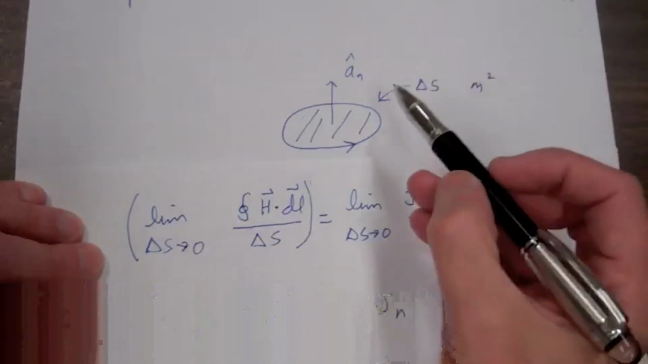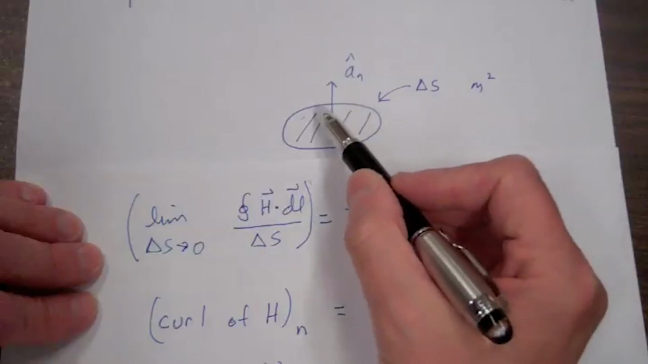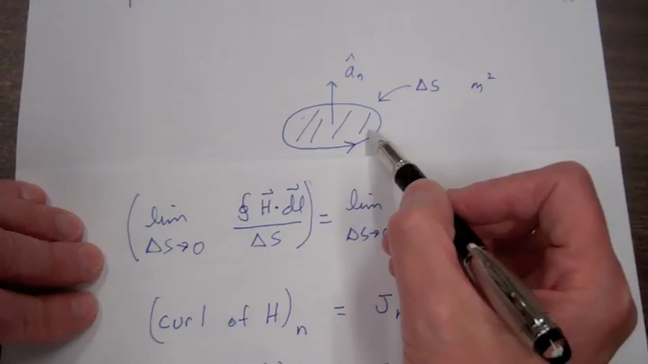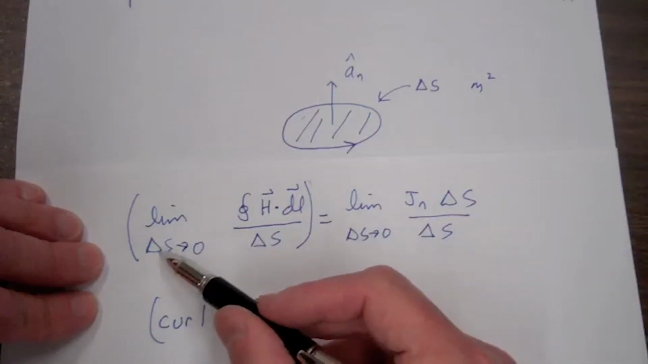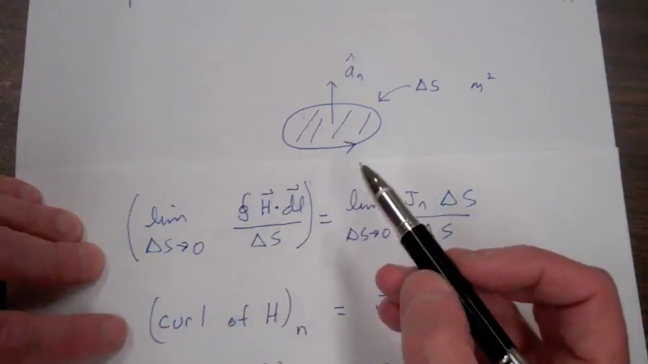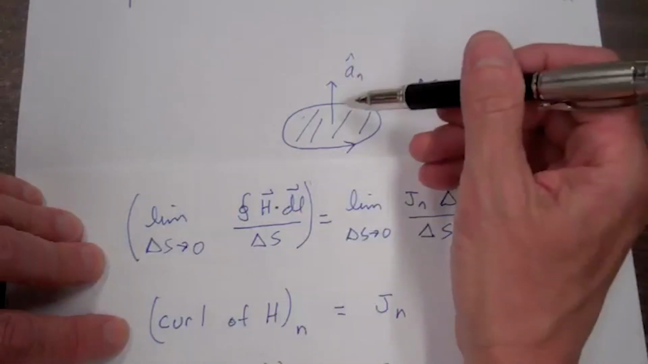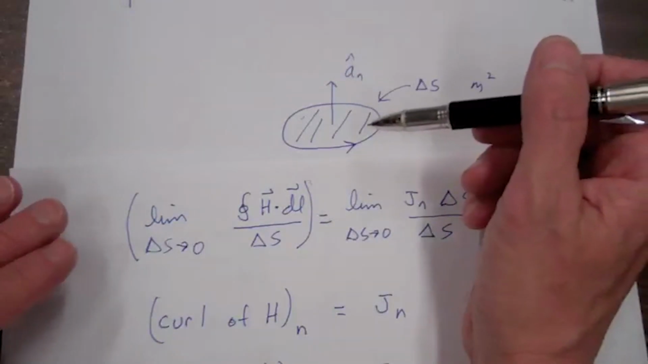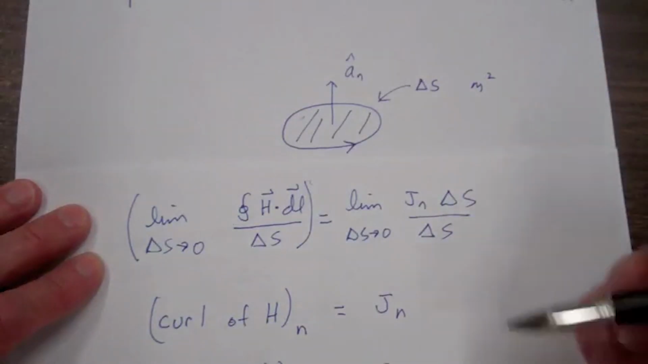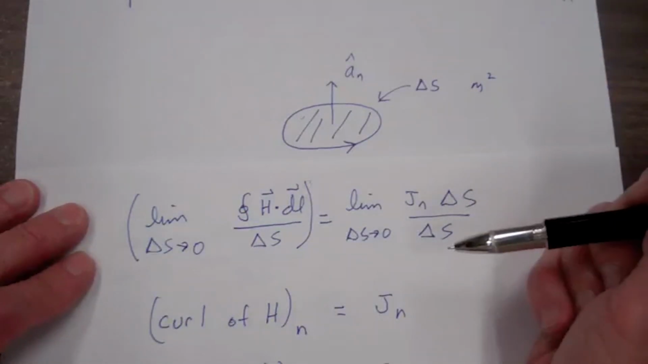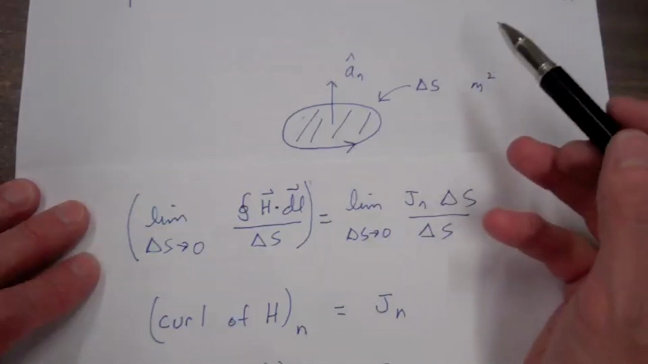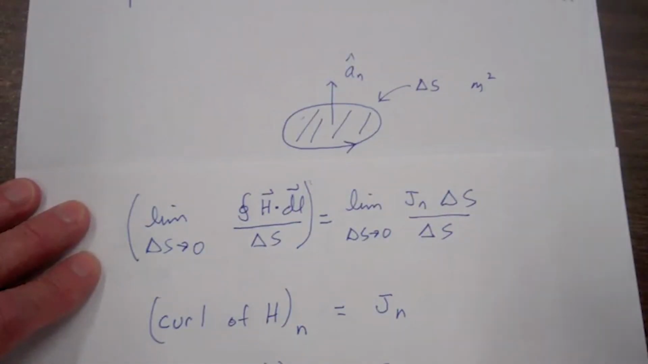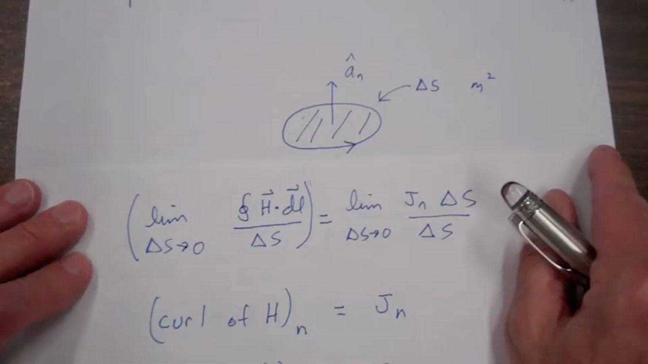In part 1, we saw that if you integrated H dot dl around a closed path and then divided by the cross-sectional area defined by that closed path and took the limit as delta s goes to 0, you got the component of the curl in the direction of this unit vector a sub n. In this part, we're going to look at how you would actually find the curl of a vector in Cartesian coordinates. And again, we will work with the magnetic field intensity so we can get a physical feeling for what these operations are doing.